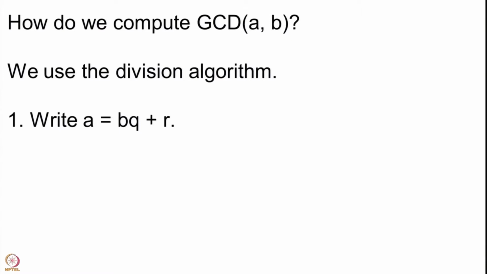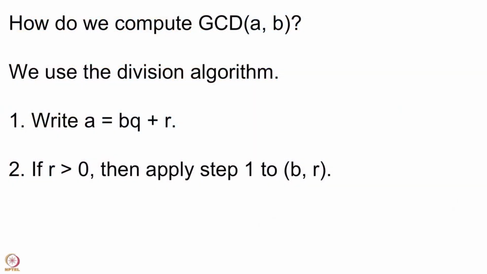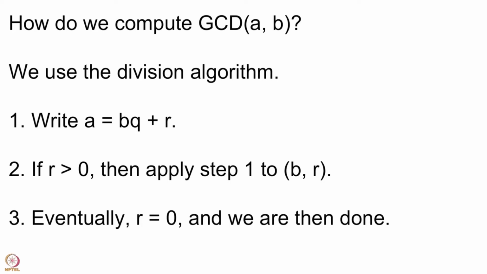So, if r is not equal to 0, then you consider now r is less than b. So, you can divide b by r. You can call b as the new a1 and r will be the new b1, and you will then have a1 equal to b1 q1 plus r1, where r1 will be further smaller, and we proceed this way. So, step number 2: if r is bigger than 0, then apply step 1 to b comma r. Ultimately r will be 0 and we are then done.